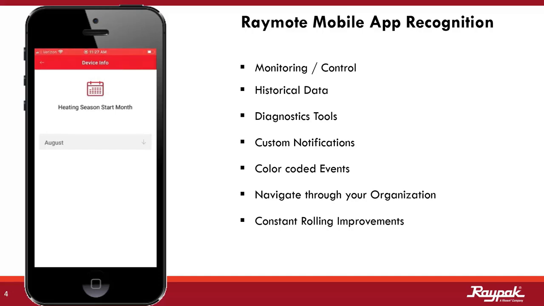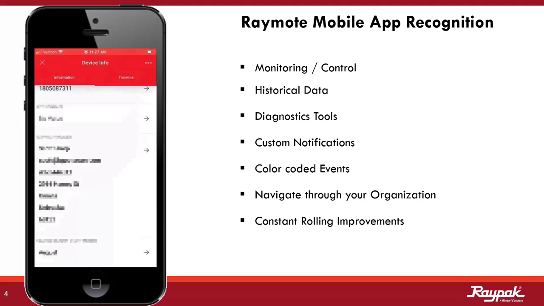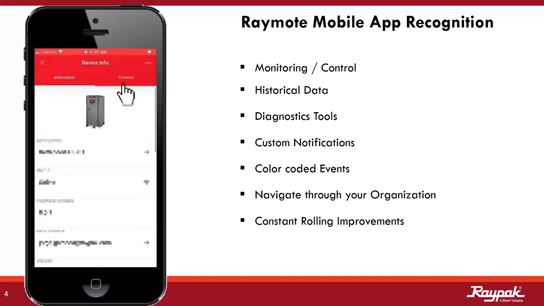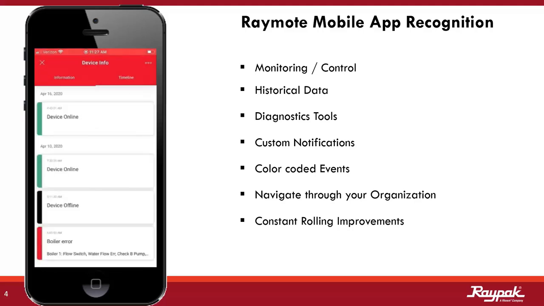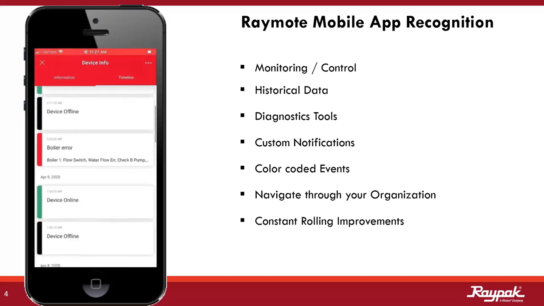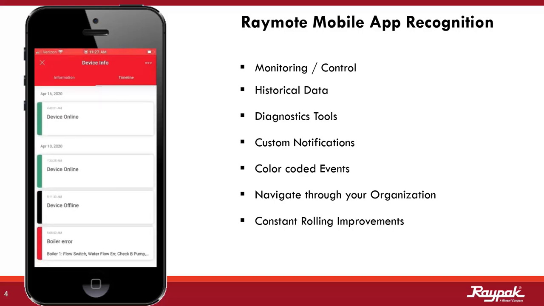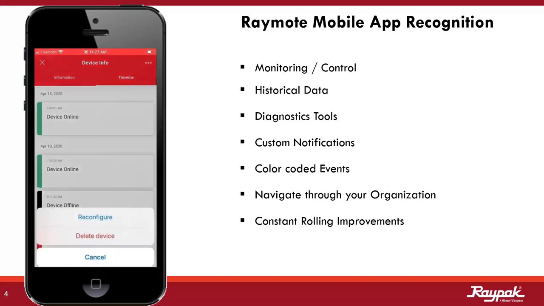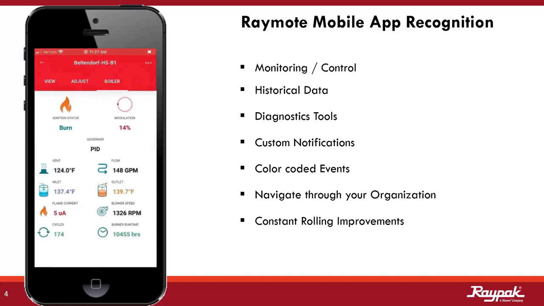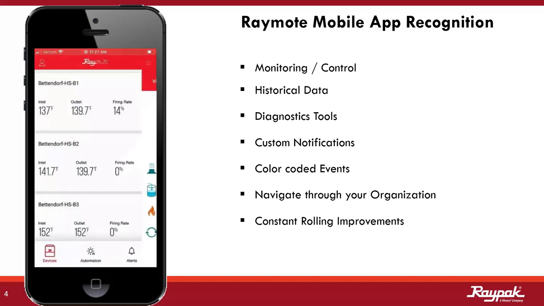Heating season, it gives the opportunity for users to select a date just as a reminder. When the heating season is coming, the unit will recommend maintenance or remind for maintenance. Also, if something goes wrong, you can reconfigure or even delete the device right at the phone.